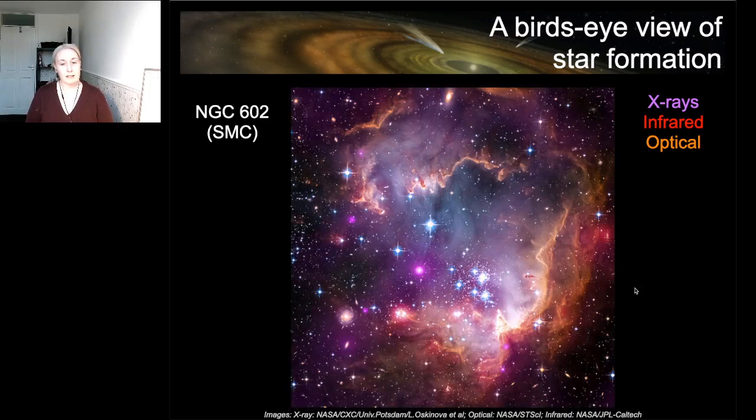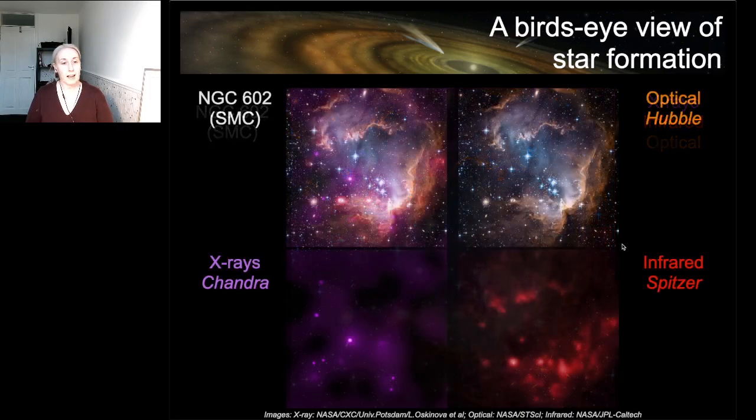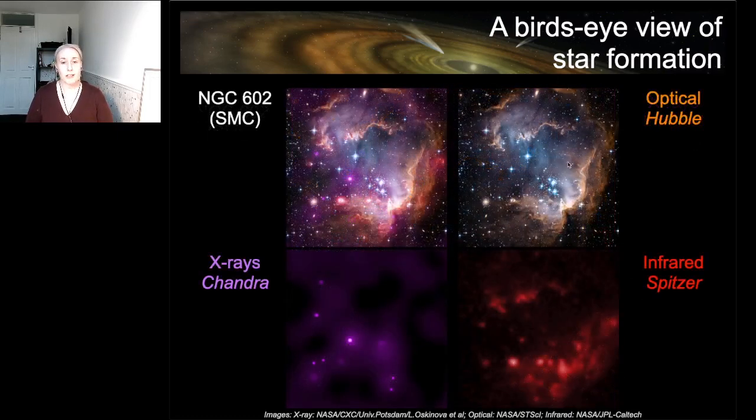So looking at these different images side by side, you can get a really kind of bird's eye view of star formation. We have our very young stars, we can see in the optical, we have our young stars that are still accreting material, we can see in the X-rays, and then we can see the dense cooler material that's sitting at the edges of the cloud here that's glowing with infrared light, telling us where the next generation of stars will form.